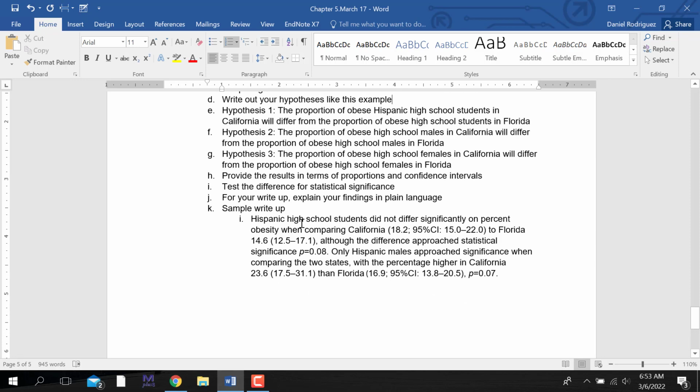Like I wrote, Hispanic high school students did not differ significantly on percent obesity when comparing California, and I put the percentage here and the confidence interval. All this is available for Florida. Actually, I should add that here for Florida. I forgot. I'm glad we're doing this together, so you can see what I'm doing.